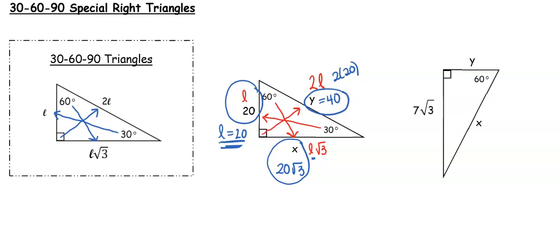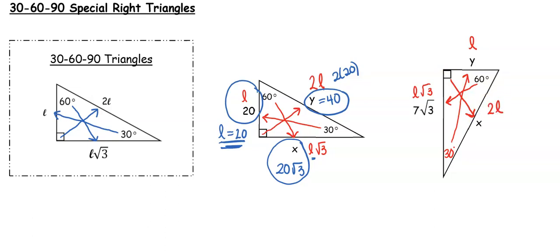All right, same thing for our last one. Remember, it's all about that pattern piece. Here's 60, here's 90. The third angle wasn't given to you, but we know because of triangle sum, this one has to be 30. I find 30. Across from 30 is the L. I find 60, across from 60, this is the L root 3. I find 90, across from 90, this is 2L.